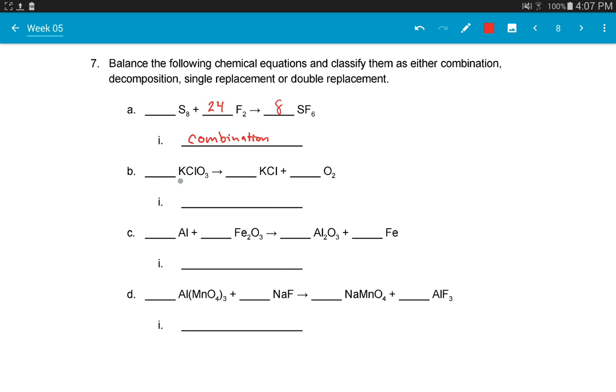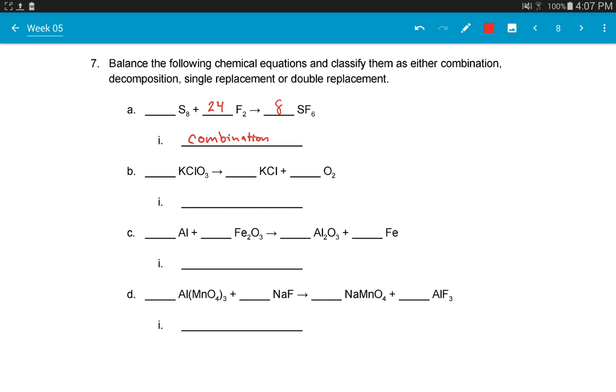In the next problem, we have potassium chlorate reacting to form potassium chloride, often used as no salt for people that have high blood pressure, and oxygen gas. So if we look, we have 1 potassium on each side. That's balanced. We have 1 chlorine on each side, also balanced. And we have 3 oxygens and 2 oxygens.